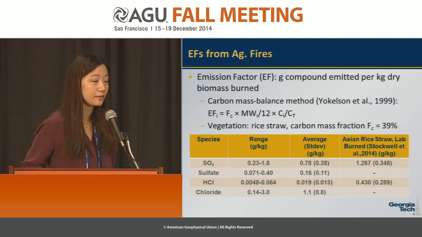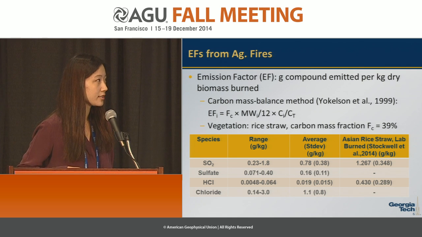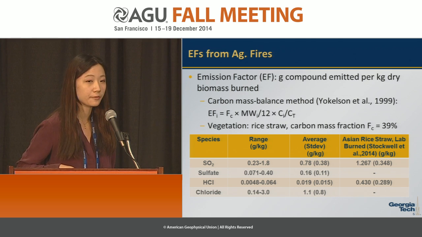The emission factors of these sulfur and chlorine species and their variations in different agricultural fires are examined. The emission factor was calculated using the carbon mass balance method described in Yokelson et al. 1999. This table summarizes the emission factor statistics for these sulfur and chlorine compounds. All of them exhibited a lot of variations, and as expected, SO2 and chloride have relatively larger emission factors with averages of 0.8 and 1.1 grams per kilogram.